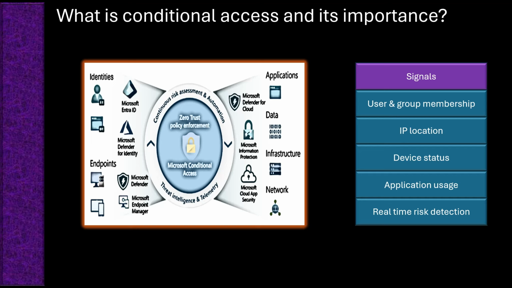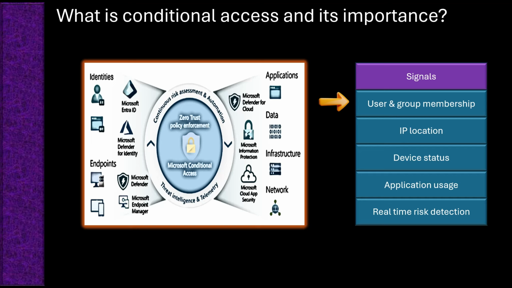Its importance stems from the need to protect organizational resources in a landscape where users can access data and applications from virtually anywhere using a wide array of devices. At its core, conditional access acts as a dynamic, real-time decision engine that considers a variety of signals before granting or denying access. Let's understand the various signals that conditional access uses.